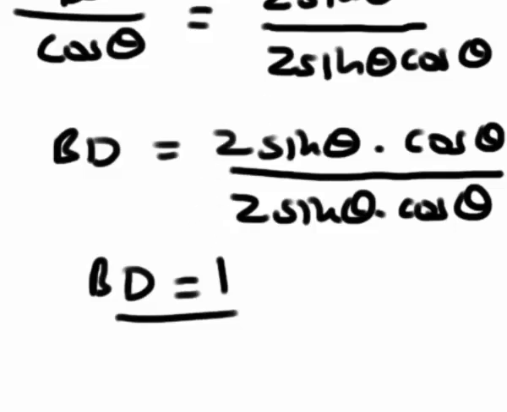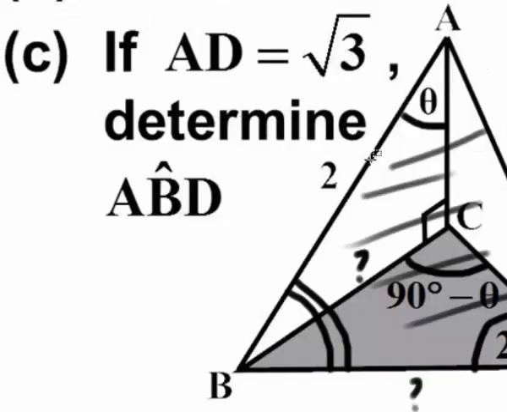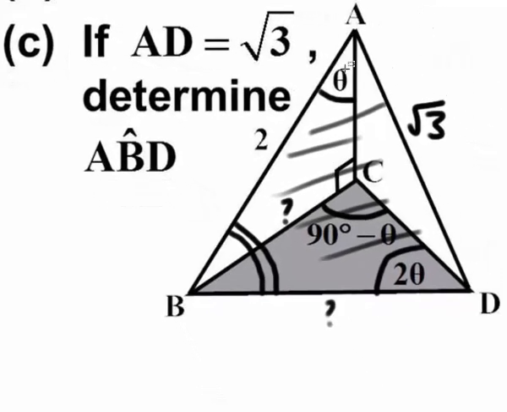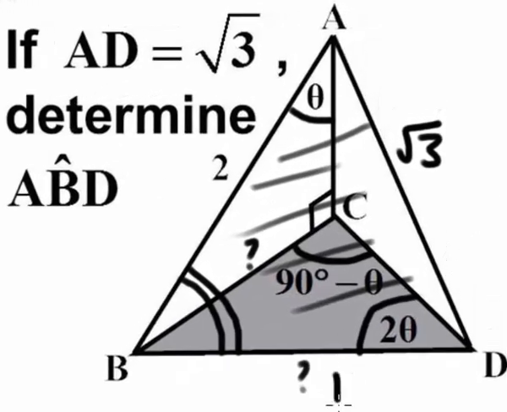Awesome. Then the C part of the question would be, if AD is root 3, determine the size of angle ABD. Now remember, you've already worked this out as 1 unit. So we've got 3 sides, and we want to find the angle. So that's the cos rule. But this is an inclined triangle, as you can see there. So what are we going to do?